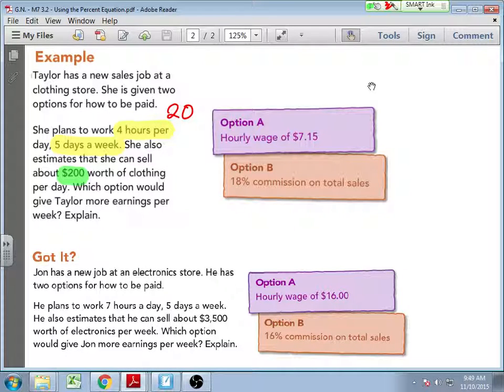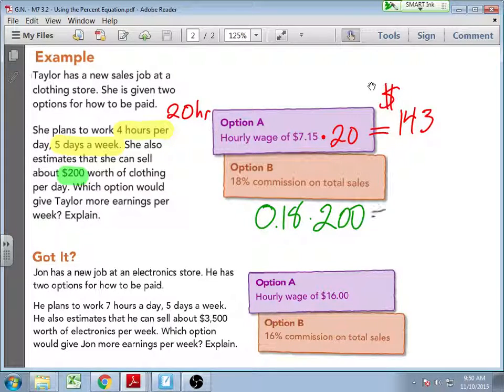So we gotta get through this really quick. If she works for 20 hours, to compute her total wage, we take the hourly wage times 20. That's $143. If she sells $200, to figure out the commission, it would be 0.18 times 200.